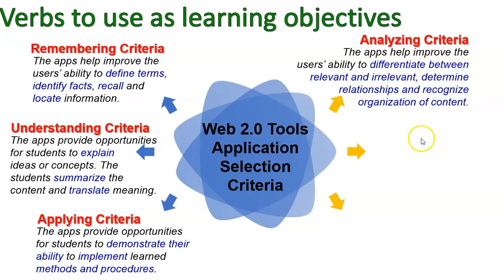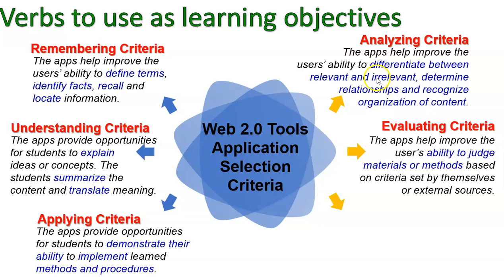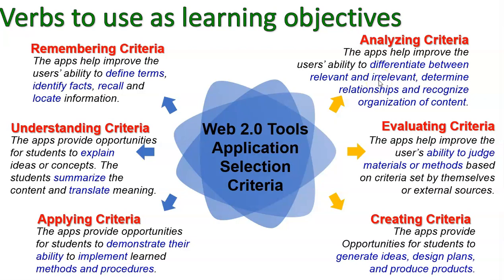All of these activities will involve the brains of the students, the neural activities of our students, to analyze the criteria or analyze the concept. And if we want our students to evaluate something, then probably we use words such as judge or critique or review. And if we want them to create something, the verbs that we might use are generate ideas, design plans, or produce something. Okay, of course, these are just reviews of your Bloom's taxonomy, but I tell you, friends, it took me a while to understand the essence of Bloom's taxonomy.